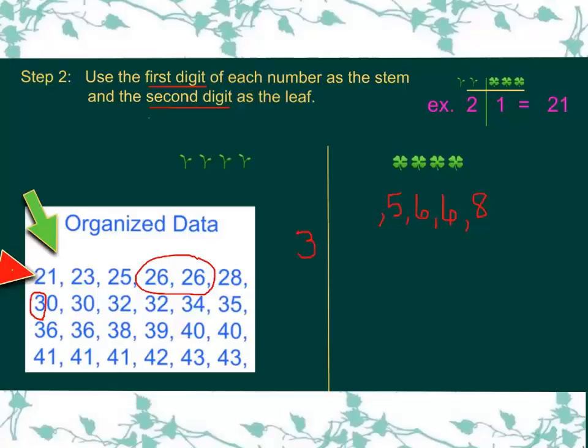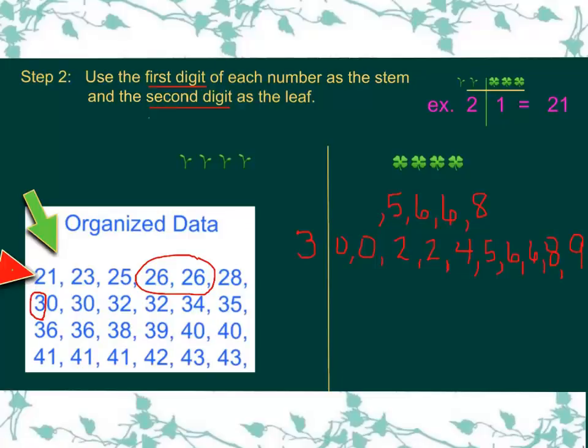We have two 30s, so we record two 0s. Two 2s for 32. A 4 for 34, a 5 for 35, two 36s, so we need two 6s, an 8 for 38, and a 9 for 39.